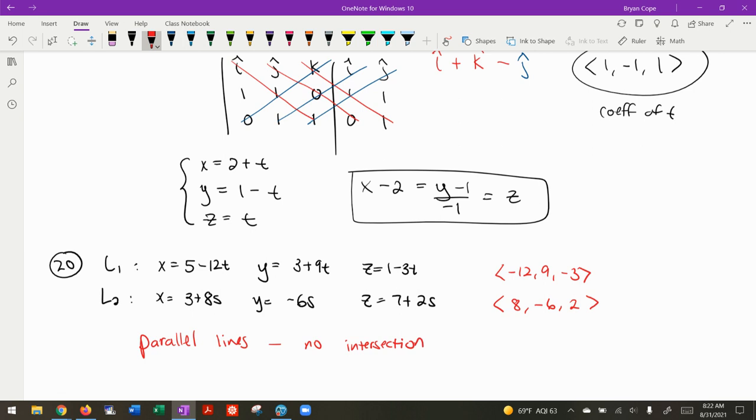If they were going to intersect, what we would do is we would set, say, this equal to this, and this equal to this, and this equal to this, and then we would solve the system for s and t, and that would get us our point of intersection.